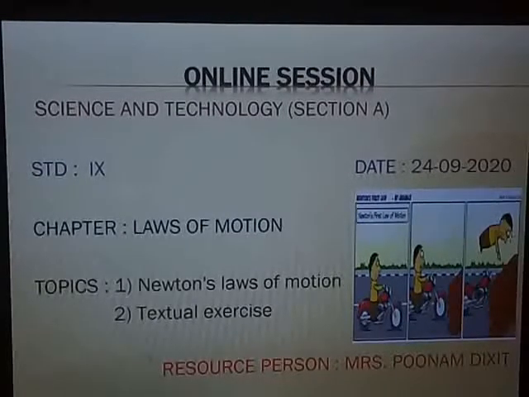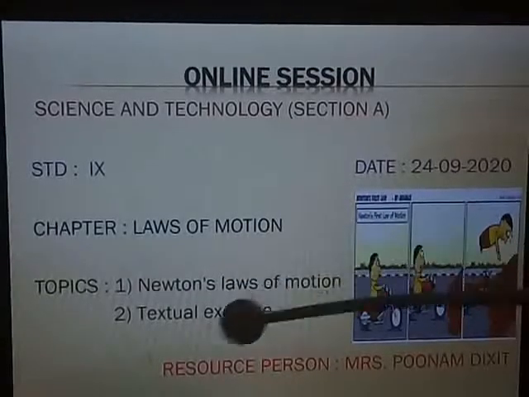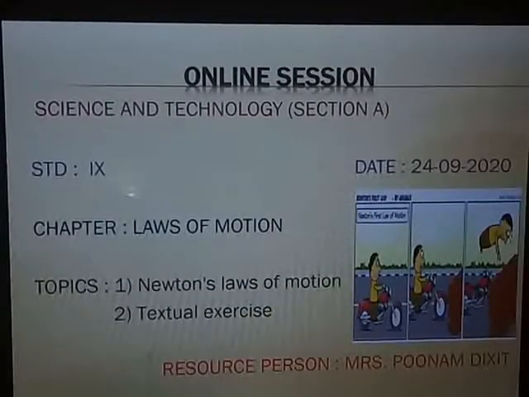and Technology Section A. Today, we are going to revise Newton's three laws of motion, and we are going to begin with our textual exercise. So, let's revise the first two laws of motion which we have studied in our previous session, and then we are going to study Newton's third law of motion today.